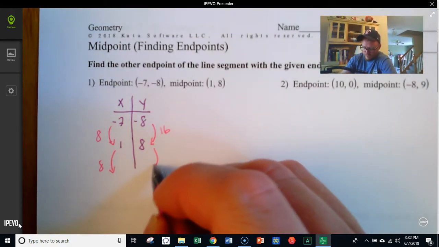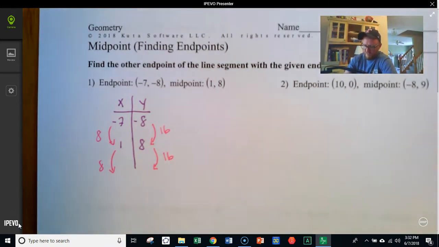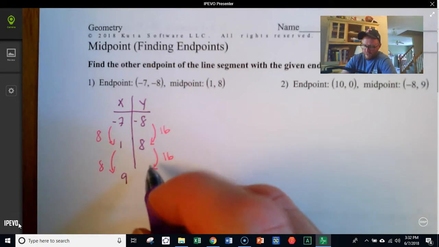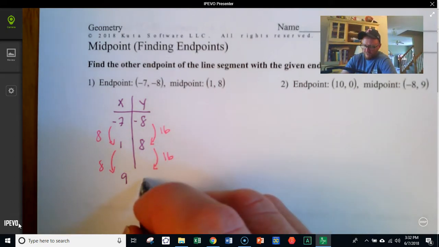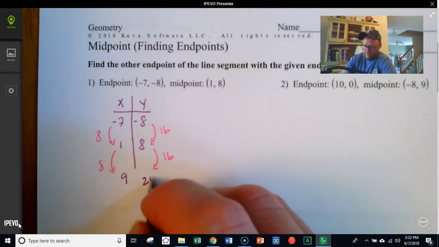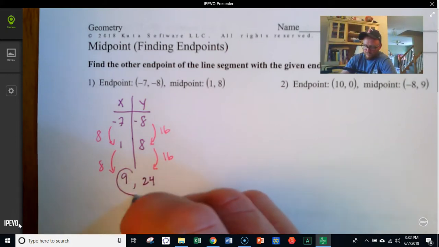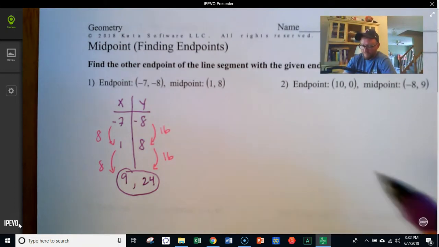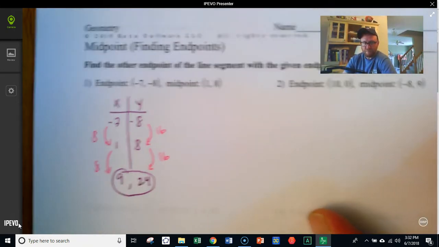Another 8 gives me 9, and another 16, and see, 8 plus 16 is 24. So the other endpoint is 9, 24. Right. Let's take a look at another one.